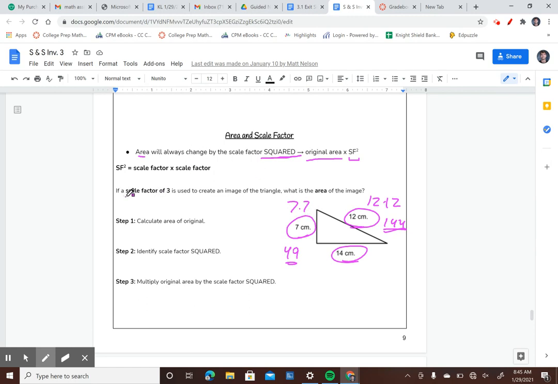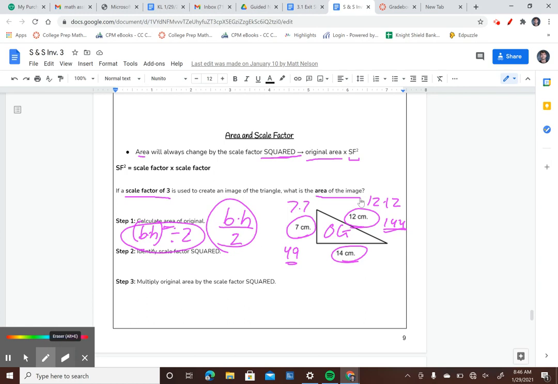And so here, if a scale factor of 3 is used to create an image of the triangle, what is the area of the image? So here we have the original again. And we're going to calculate the area of the original. So it's going to be base times height divided by 2. You might also see it written this way, b times h all over 2. These mean the same thing. Whether you see it like this or like this, they're saying the same thing.